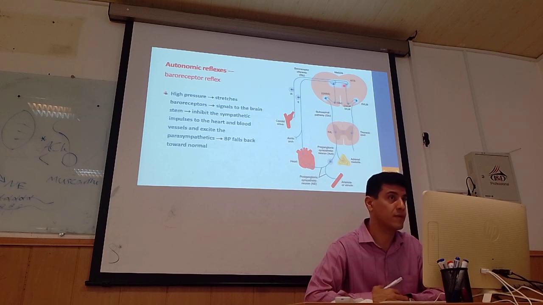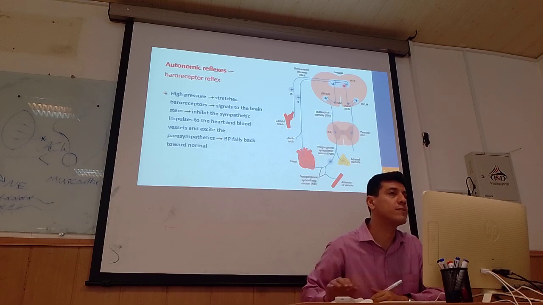So I would say, where will be the first order ganglion? I don't know. So I should search for that. Okay? So the sensory neuron goes through the nerve number 9, glossopharyngeal.